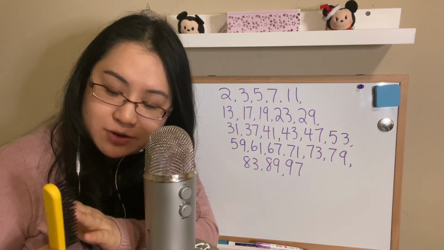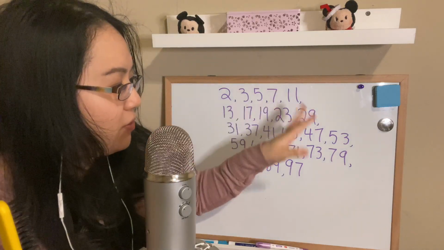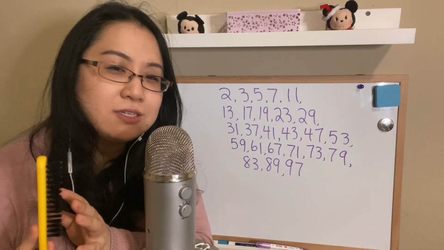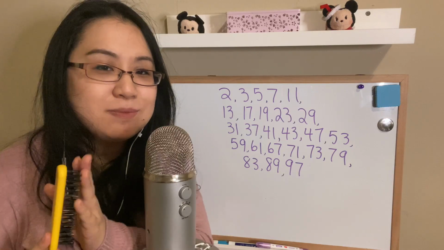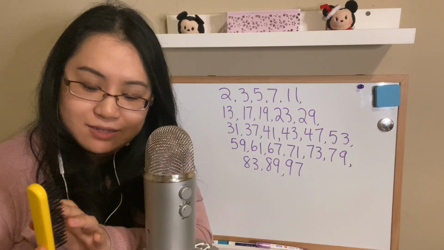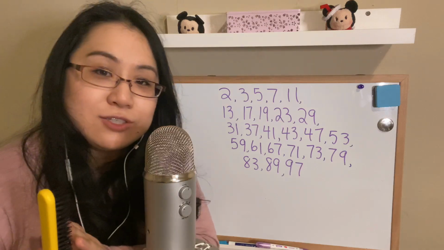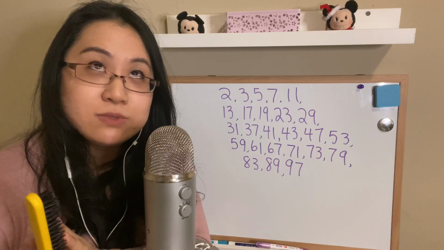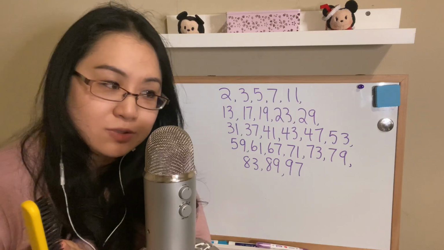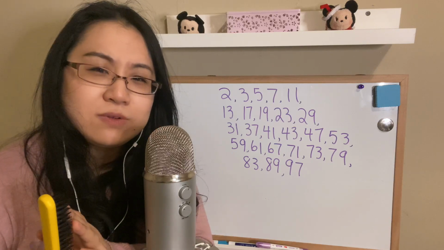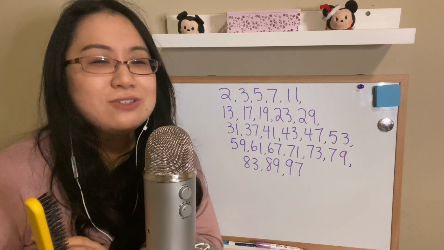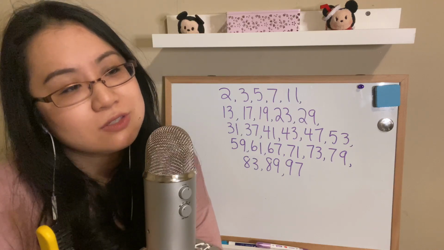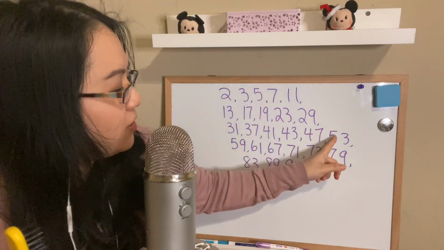51. I'm glad that I wrote all the primes first. 51 always seems prime, but it's 3 times 17. 52 is 2 times 26, so that's 2 times 2 times 13. What am I on? 2 squared times 13. 53 is prime.